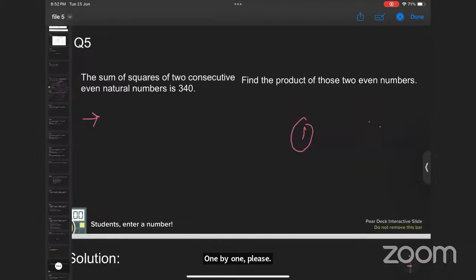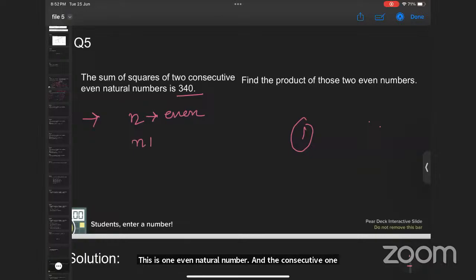So let's solve this question. The sum of the squares of two consecutive even natural numbers is 340. So you can assume two natural numbers. Suppose n is one even natural number, and the consecutive one will be n plus 2, because we are taking only even numbers.